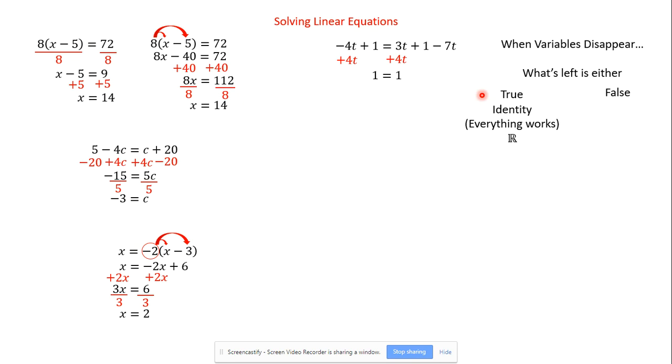When the variables disappear and what's left is false, it's called a contradiction, which means nothing works. If nothing works, that means we have the empty set. That's not 0. That's not x equals 0. It's not even x equals the empty set. It's just the empty set, which could also be called no solution.